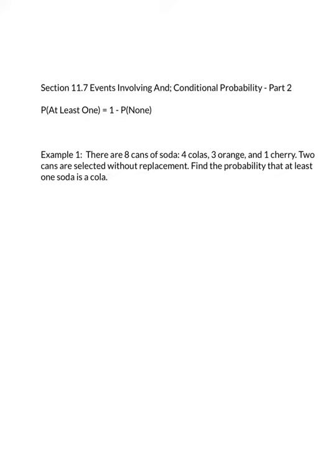Looking at example 1, it says there are 8 cans of soda. We have 4 colas, 3 orange, and 1 cherry. 2 cans are selected without replacement. Find the probability that at least one of those sodas is a cola. I know since we're drawing 2 cans that there will be multiplication somewhere within the formula, but what trumps everything with the probability sentence is the phrase "at least one."